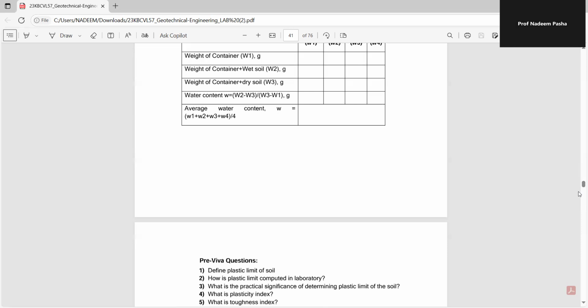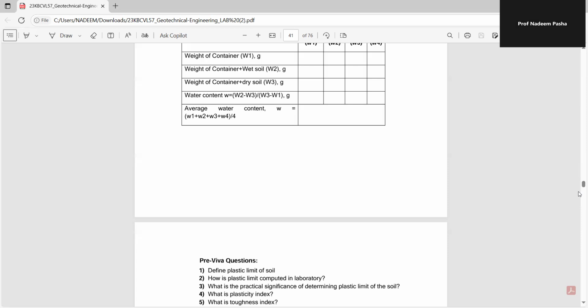So what are the pre-lab questions? Define plastic limit of soil. So how will you define the plastic limit of soil? Plastic limit of the soil is nothing but the minimum water required to make a paste of soil so that it does not crumble. That is known as your plastic limit of soil. How is plastic limit computed in the laboratory?